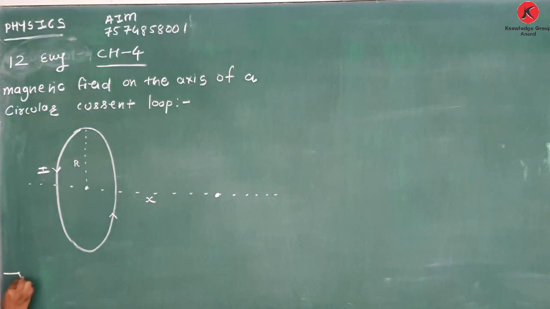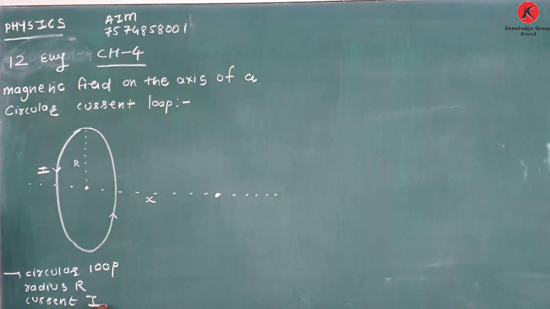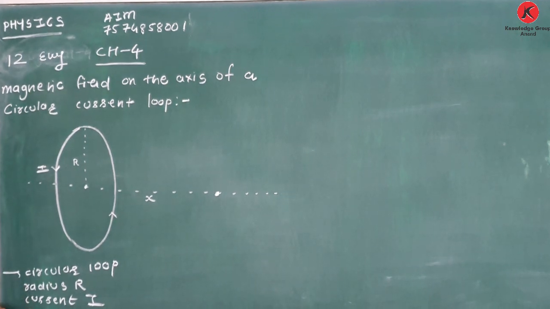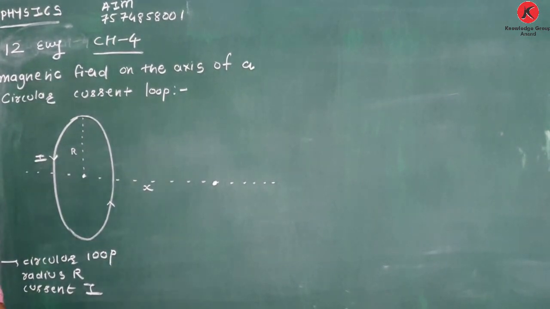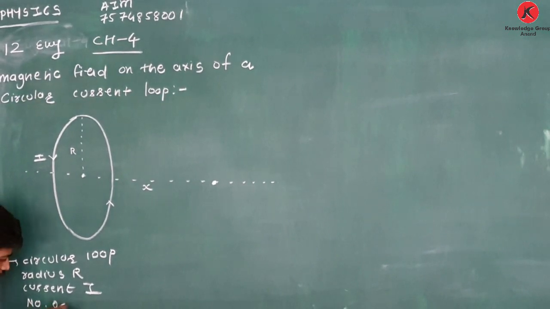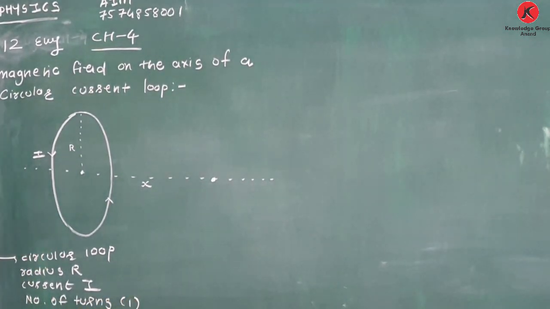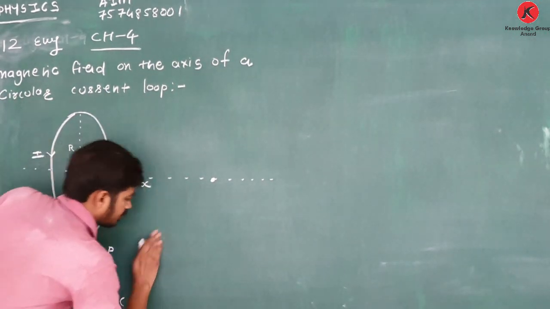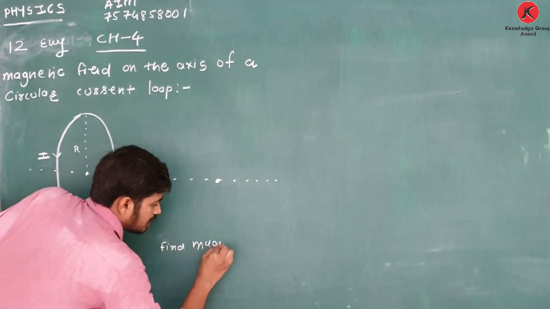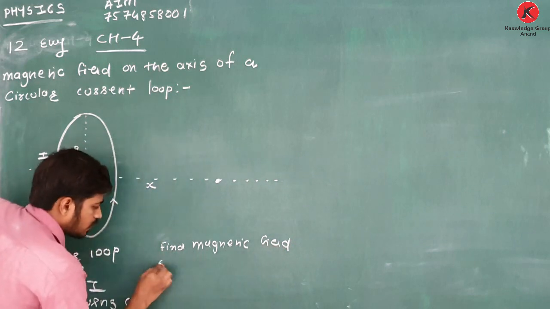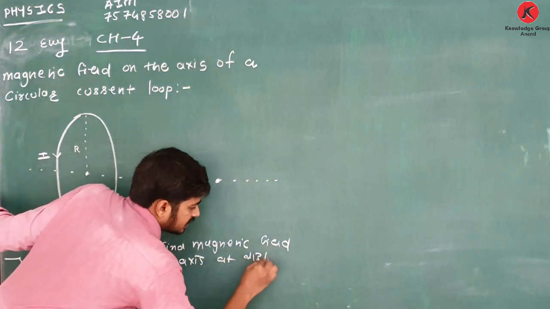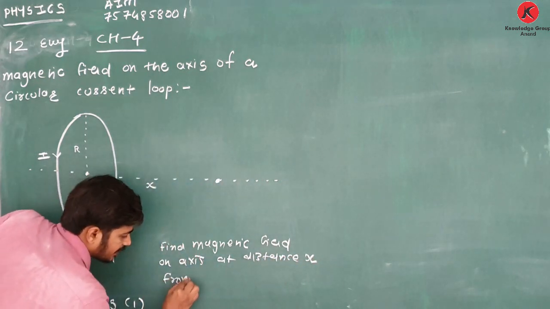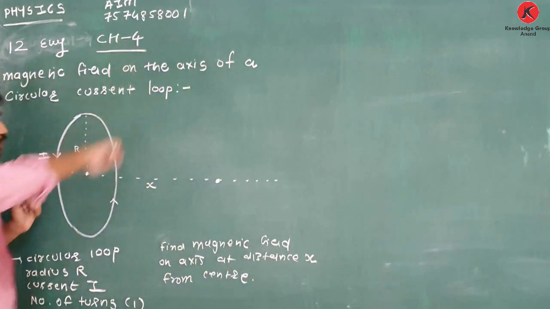One circular loop of radius R carrying current I. And yes, it is only one circular loop, which means one turn; number of turns is only one. And what is the question? You have to find the magnetic field on the axis at distance x from the center. At this point, you have to find the magnetic field.